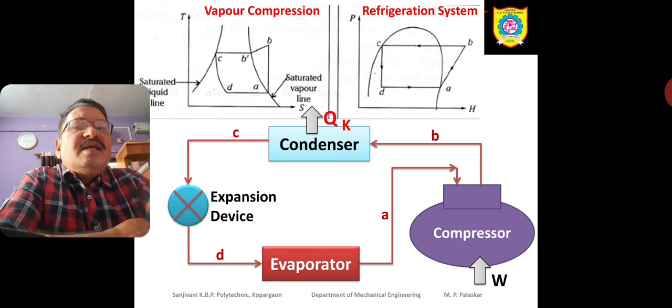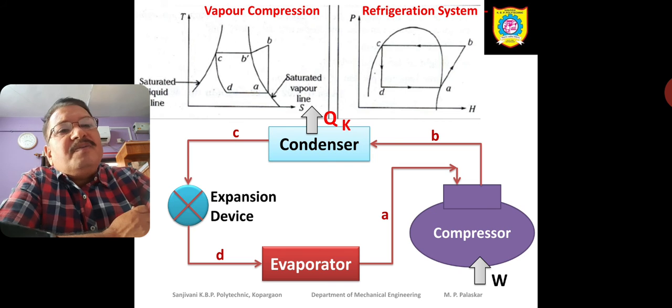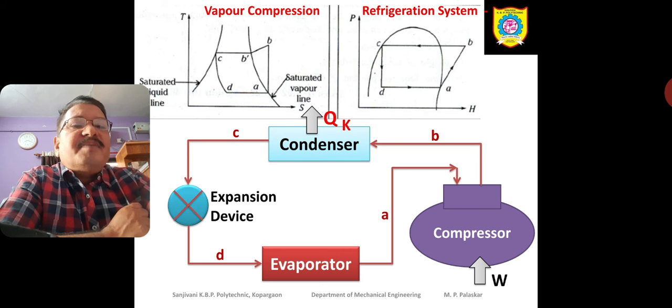After expansion, the refrigerant enters the evaporator, and the evaporation process is represented by the line DA. You can see the DA line is horizontal in the pH diagram as well as in the TS diagram. During this evaporation process, temperature as well as pressure both remain constant, and at constant pressure the refrigerant will evaporate. It will evaporate at lower pressure. Lower pressure means the evaporator pressure is the lower pressure, and the condenser pressure is the higher pressure.